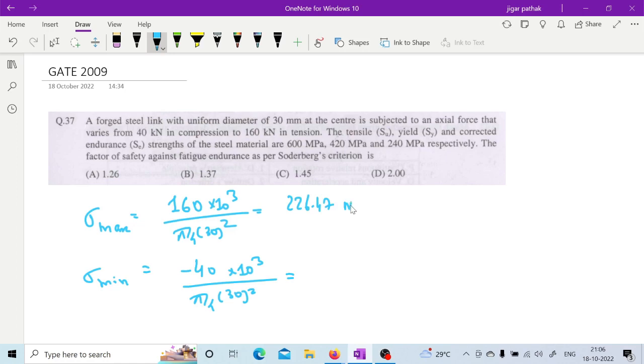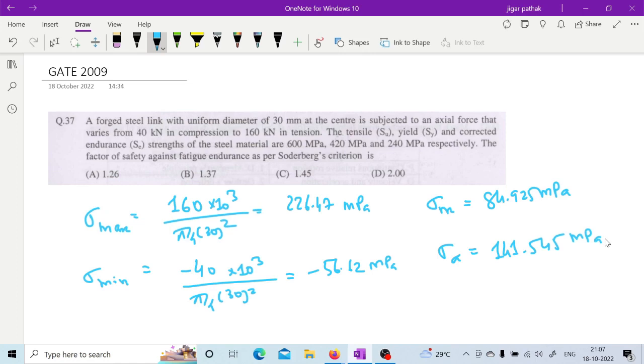Sir, the mean and amplitude have come out. Okay, minimum is coming -56.62. And sir, sigma mean is coming... Sorry sir, mistake. Sigma mean 84.925. Okay. Then sigma A, what is sigma A? 141.545. Okay.